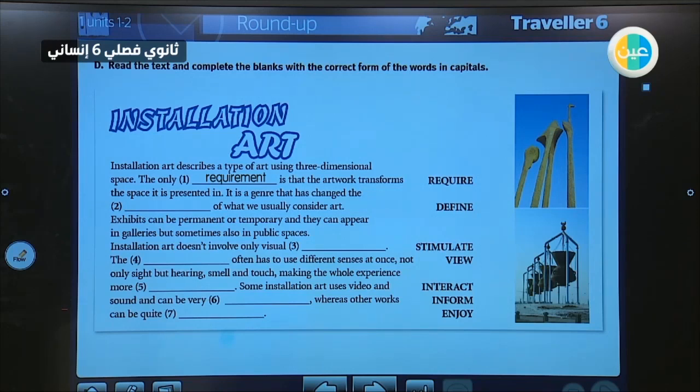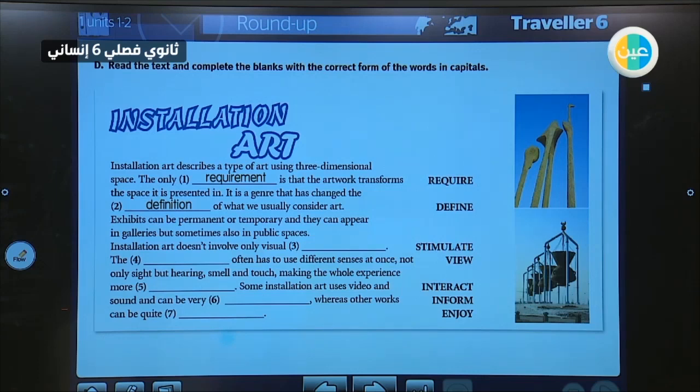It is a genre that has changed the definition of what we usually consider art. Define becomes definition. It has changed the definition of what we usually consider art. The definition, meaning the sentence suggests it changed what has become commonly known as art.